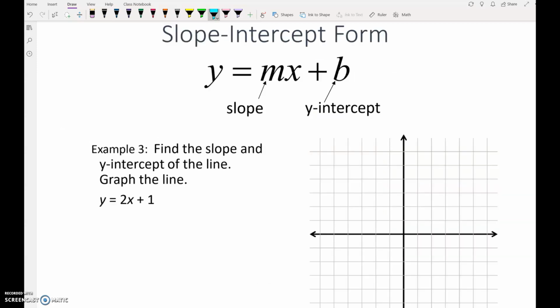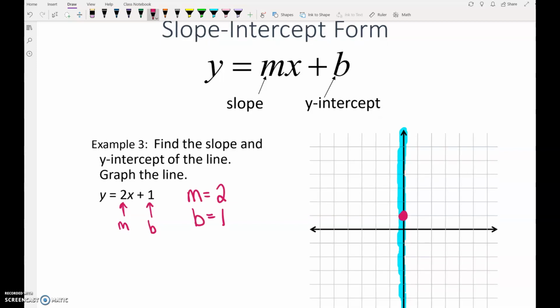The most important part about slope-intercept form is that your y-intercept shows where you begin on your y-axis. You always have to start on your y-axis. So in this one, our y-intercept is 1. We would start at 1 on the y-axis. Your slope is 2. On your assignment, it's going to give you an equation and ask you to identify the slope and the y-intercept. So you would say m is 2, b is 1.